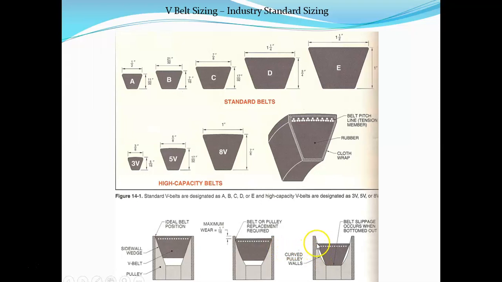And the one on the right shows one that is absolutely worn out. So the sides of the sheave are concaved in. The belt is running on the bottom of the sheave, of the pulley. And this is an application that you do not want. So it's time to replace the belt and sheaves when you get to that.